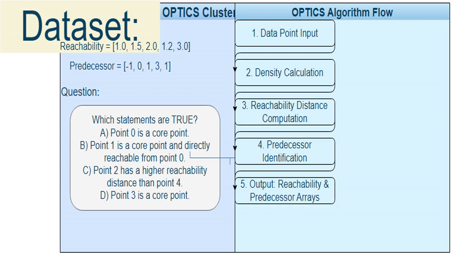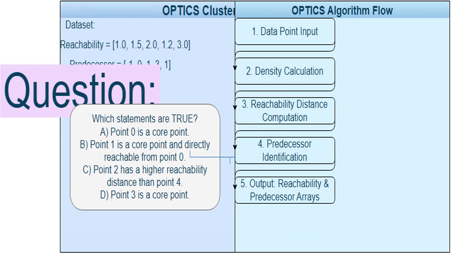Here, I have two arrays, reachability and predecessor. They're the output of an OPTICS clustering algorithm, and I'll use them to answer questions about the data points. I need to evaluate multiple statements based on the reachability and predecessor arrays, determining which are true and which are false concerning the characteristics of the data points within the OPTICS algorithm's context. The core concept is to understand if a point is a core point in OPTICS clustering. A core point is a point that is dense enough and its reachability distance is finite and less than epsilon.